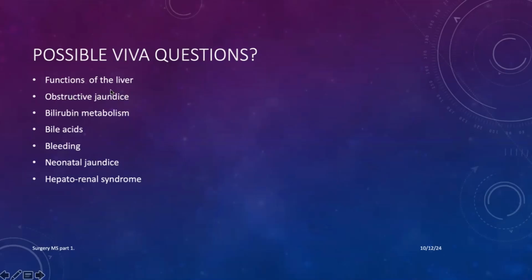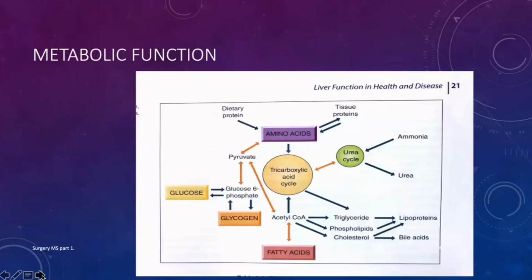So they have been asking about the functions of the liver in Vivas, and also to some extent they used to ask about obstructive jaundice and bilirubin metabolism. So how does it happen, and what are the crucial steps in bilirubin metabolism, and bile acids and how to synthesize bile acids and bile salts. Then about bleeding, how does bleeding get disturbed in liver disease, and neonatal jaundice and hepatorenal syndrome. So those things can be asked in surgery viva.